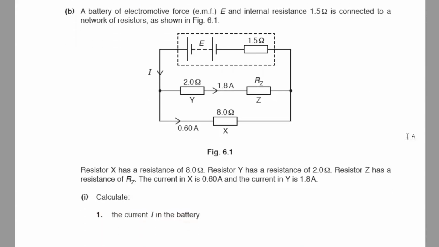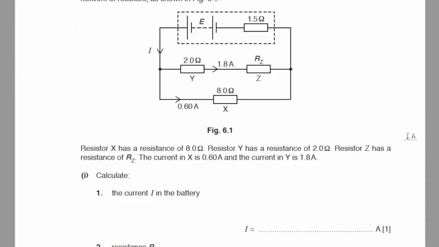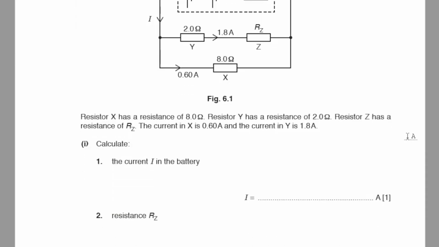Part B, a battery of electromotive force E and internal resistance 1.5 ohms is connected to a network of resistors as shown in figure 6.1. Resistor X has a resistance of 8 ohms, resistor Y has a resistance of 2 ohms, resistor Z has a resistance of RZ. The current in X is 0.60 amperes and the current in Y is 1.8 amperes. Part 1, calculate the current in the battery.